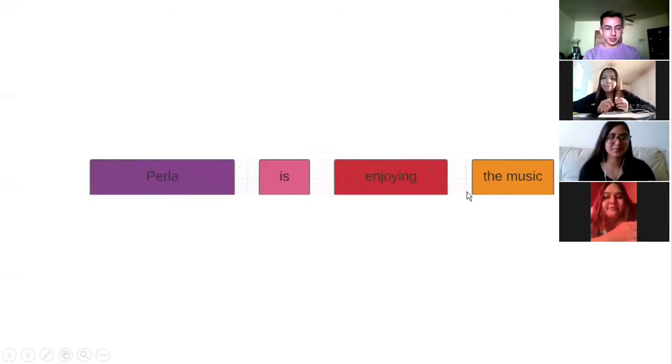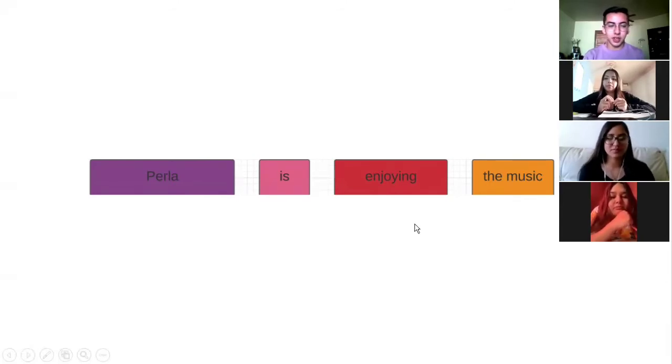The next one is this one. Perla is enjoying the music. Here, Perla is the subject, represented by the purple rod. Is is the auxiliary, represented by a pink rod. Enjoying is the verb, represented by a red rod. And the music is the direct object, represented by the yellow rod. So repeat it, please. Perla is enjoying the music. Very good.